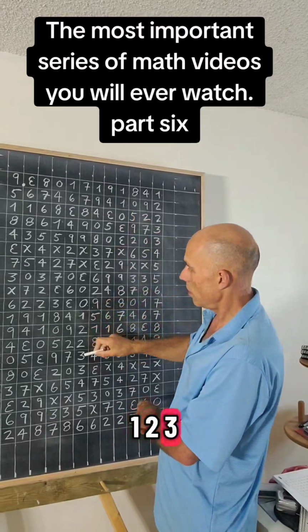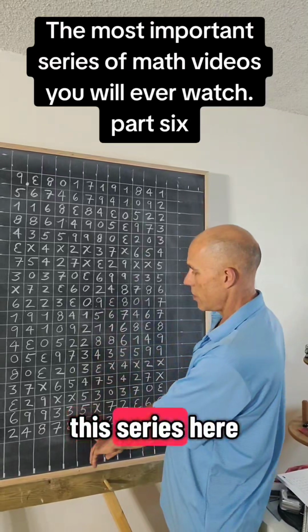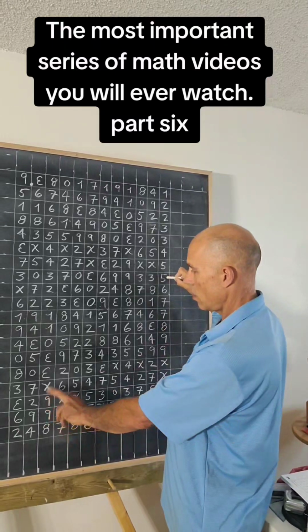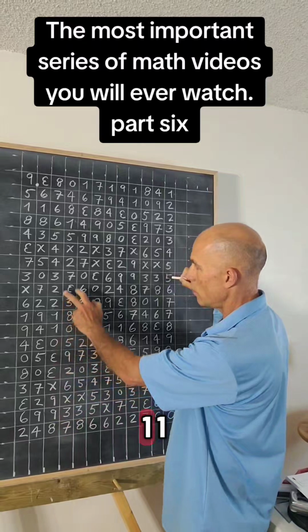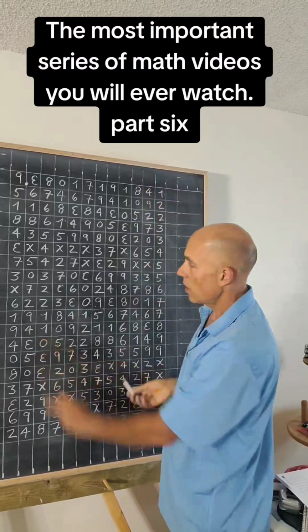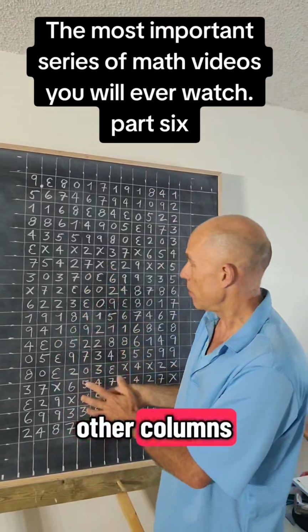1, 2, 3, 3, 4, 5, 5. This series here is the same as this one here. This one here, 1, 1, 2, 2, 3, 1, 1, 2, 2, 3. What about those other columns?